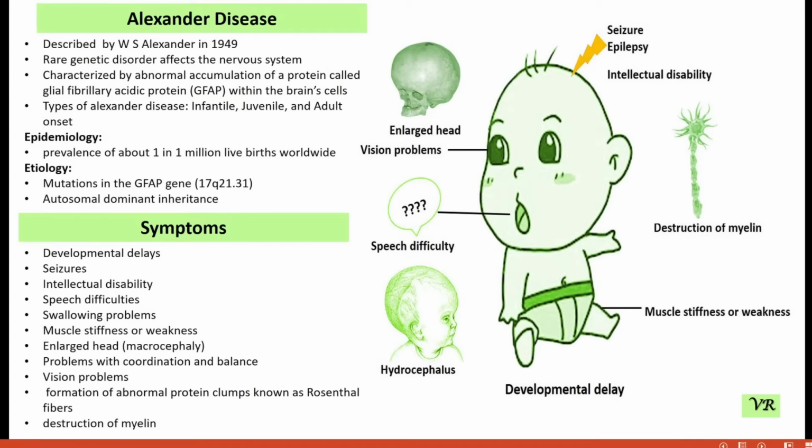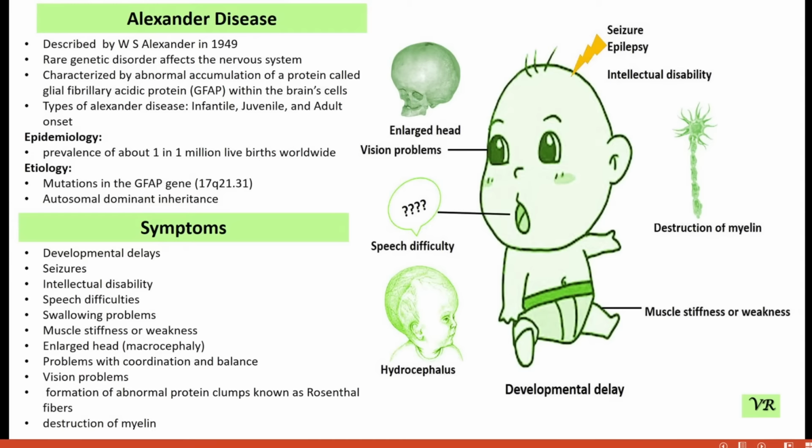It is characterized by the accumulation of abnormal GFAP, that is Glial Fibrillary Acidic Protein, in astrocytes, leading to the formation of Rosenthal fibers, which are clumps of proteins that damage the nervous system. The severity of the disease correlates with the level of GFAP dysfunction.